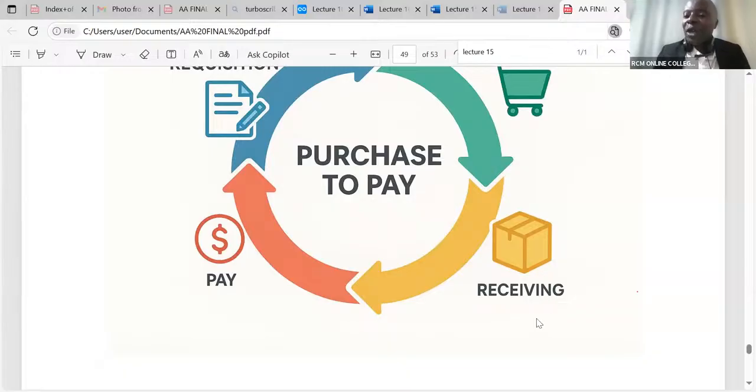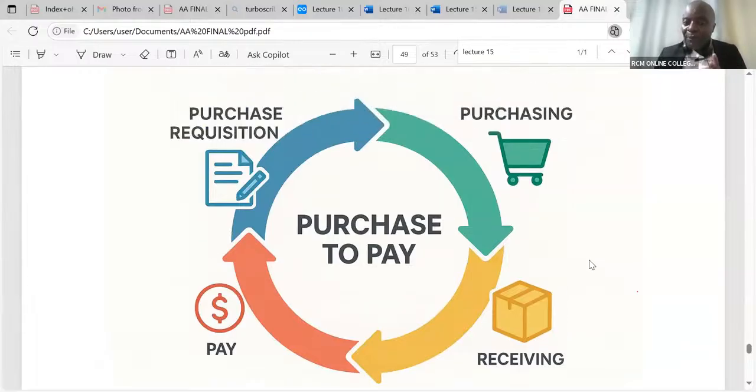Now, remember this GRN, the goods received note, is what will be given to the finance department. When this GRN is given to the finance department, we expect the supplier to raise an invoice. Now, please listen. This cycle, you must understand it very well, you as an auditor.